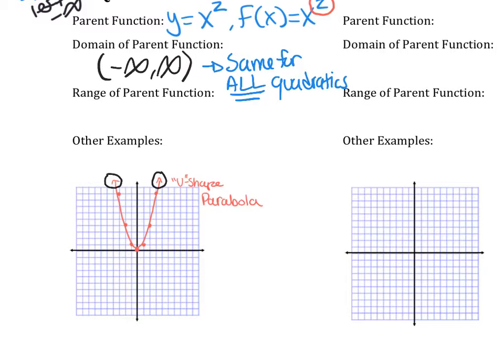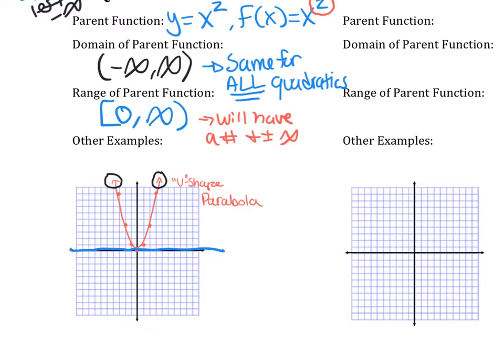And then the range, the lowest it goes is the y value of 0, and it's included, so it gets a bracket. And then our arrows are going up forever, so it's going up towards positive infinity. So again, the range will always have a number and an infinity, just depending on if your parabola is opening up or if it's opening down. Sometimes it'll be negative infinity to a number, or here it'll be a number to infinity. So we'll have a number and a positive or negative infinity.